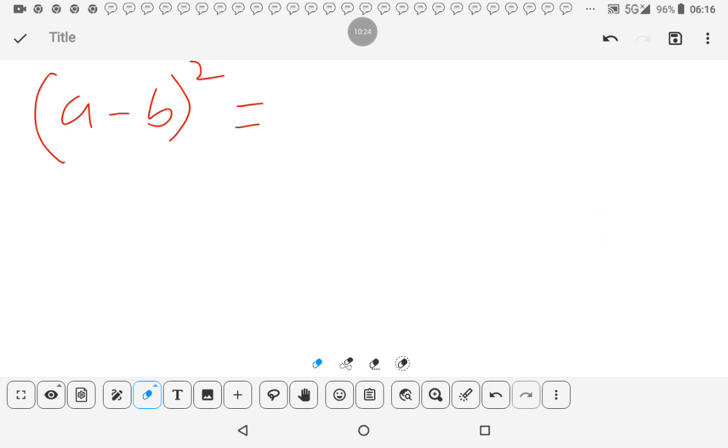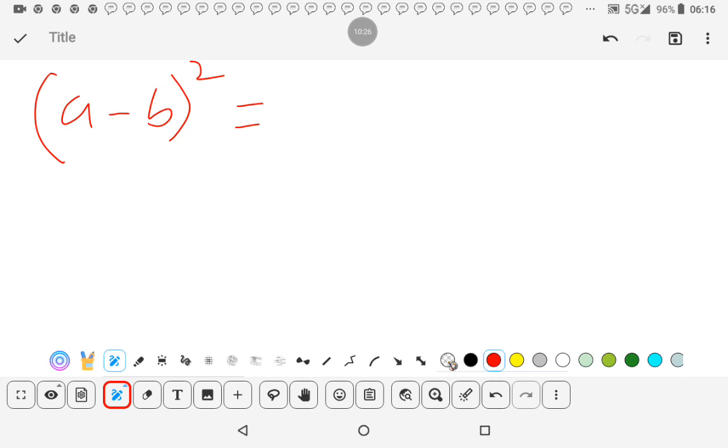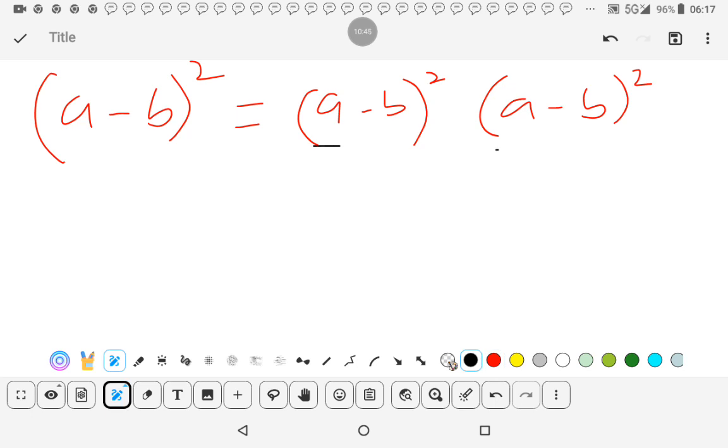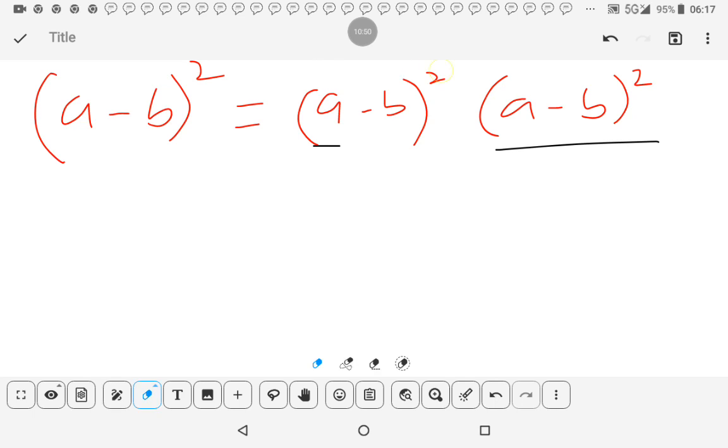To expand this, like I said, you first of all break the square. You have a minus b. Take note of the sign, because this time around the sign is negative, not positive. Sorry, it shouldn't be squared; it should be a minus b times a minus b.